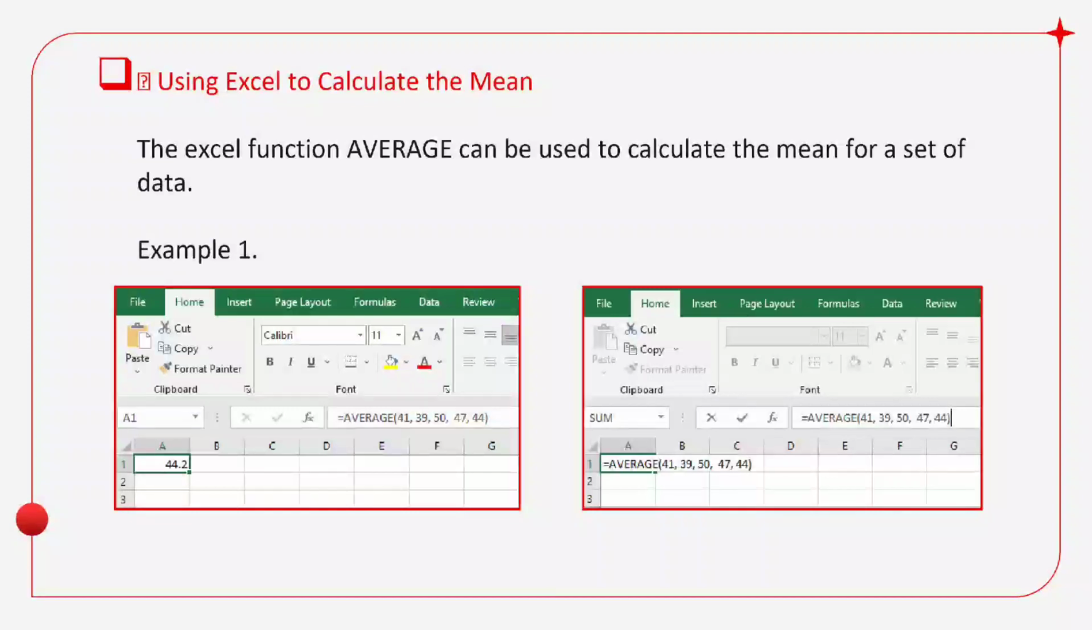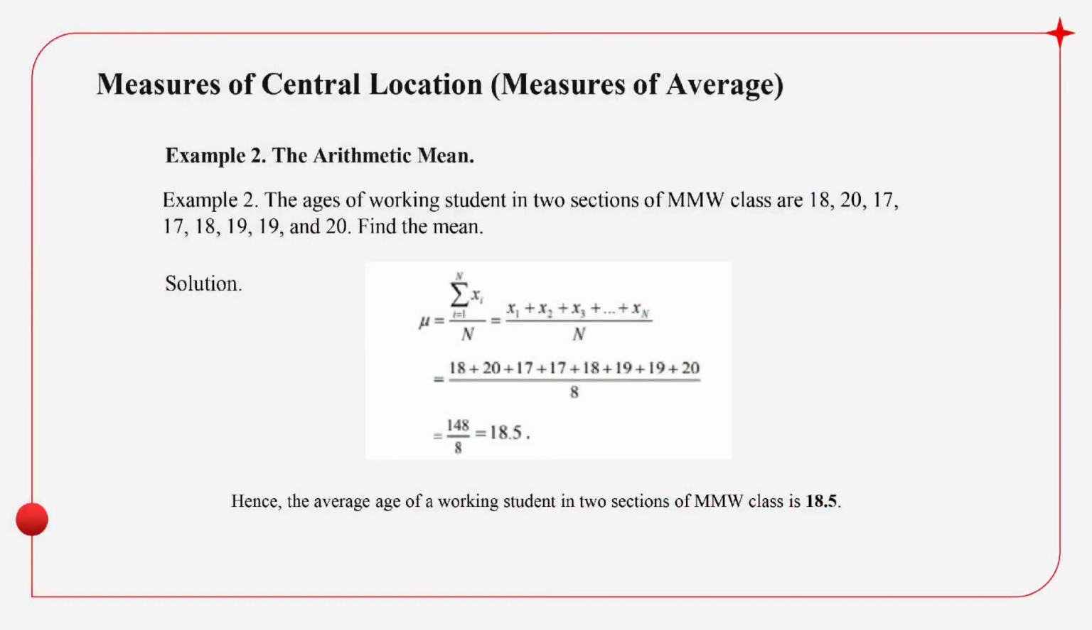So in this case, the mean test score of 5 students is 44.2, which is the same value we obtained in the previous example using the formula for the arithmetic mean. Therefore, we can conclude that the Excel function AVERAGE can be used to easily and quickly calculate the mean for a set of data. So, ito yung formula, measures of central location, measures of average.